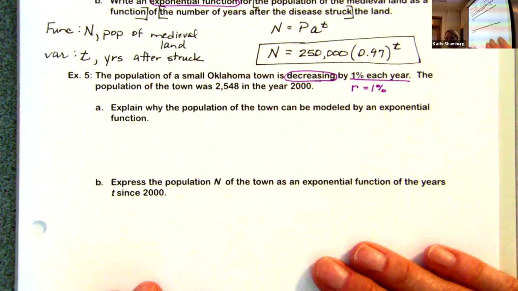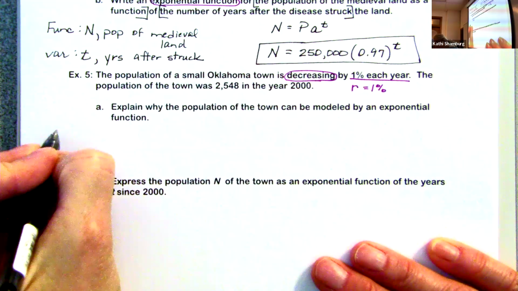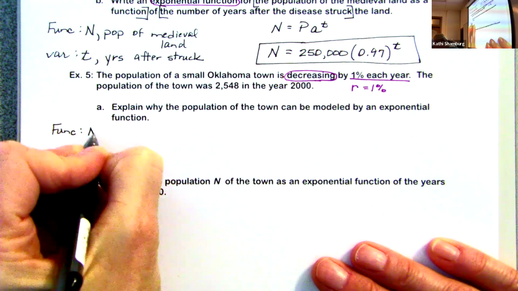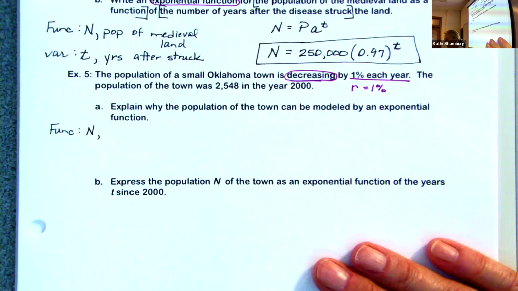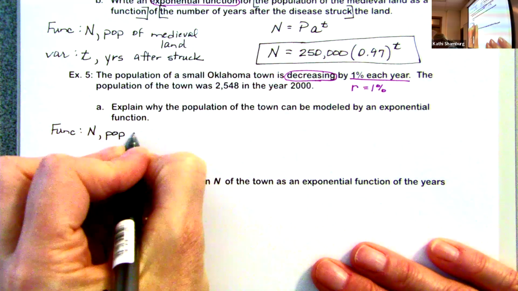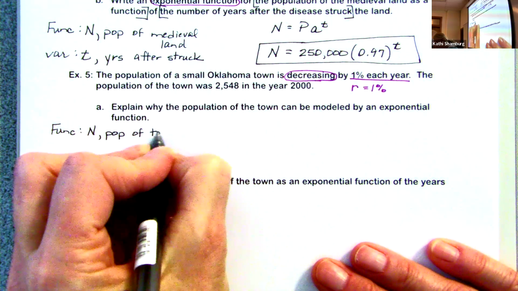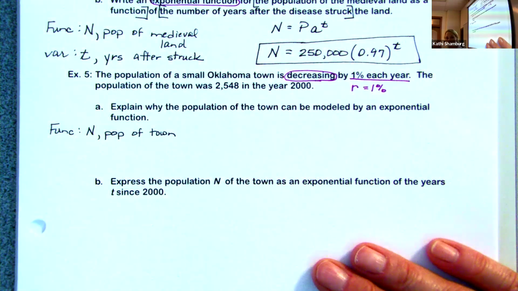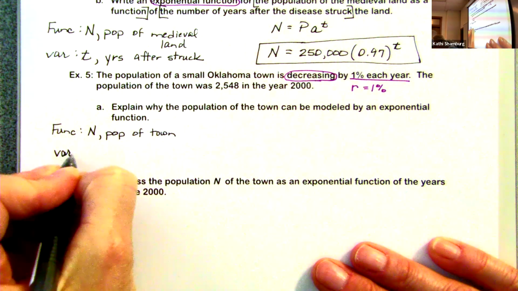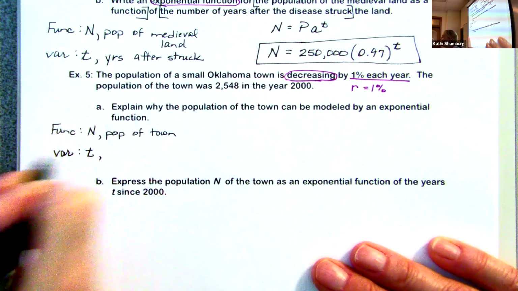Okay, just as a good reminder, the function here, we're going to use N. What do you believe the function to be in this problem? I'm just going to do population of town just for abbreviation's sake, but it is the Oklahoma town. All right, what is your variable? I'm going to call it T, but how would I write that?